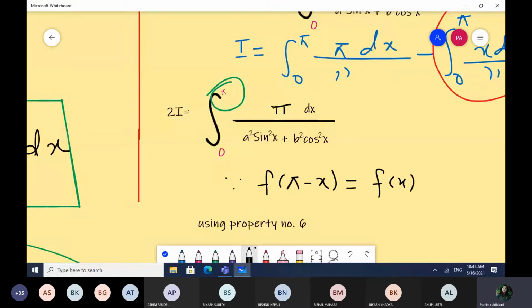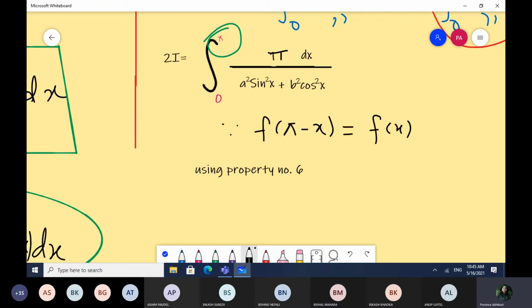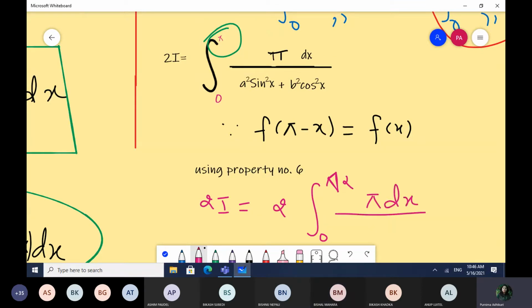तिमीको function में के change आएन? When you replace x by pi minus x, it remains as it is. So we can use this property number 6, which says that this integral can be written as 2 times integral 0 to pi by 2, pi times dx upon the same denominator, sine square x plus b square cos square x.